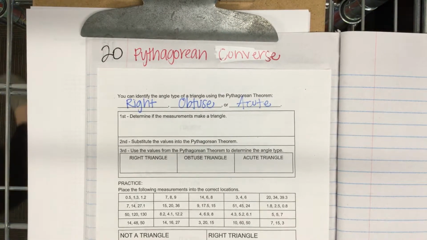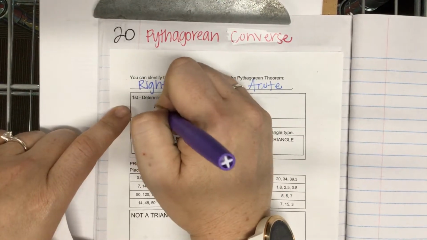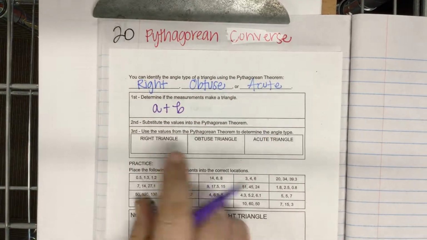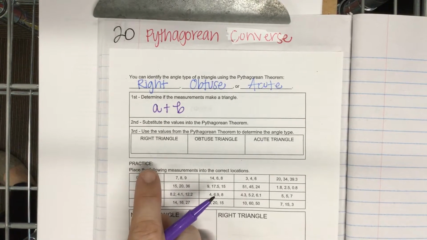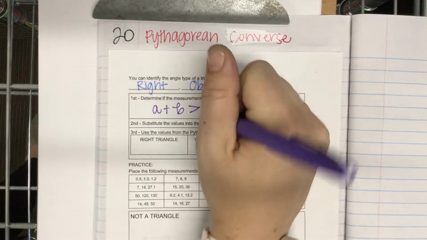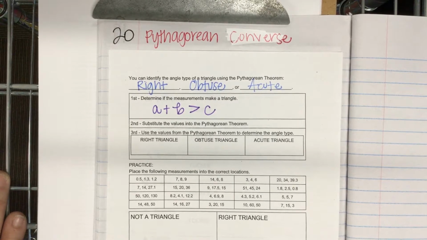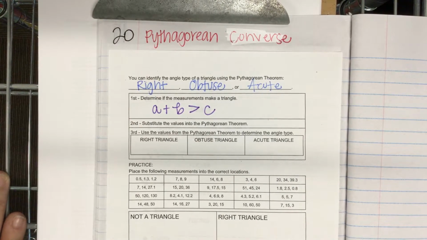So in order to determine, is it a right triangle, is it acute, or is it obtuse, we need to first determine, do the sides even make a triangle? So we have to test it first. We have to look and we have to see, does a plus b, not a squared, not b squared, just regular old a plus b, is it greater than c? A plus b must be greater than c.